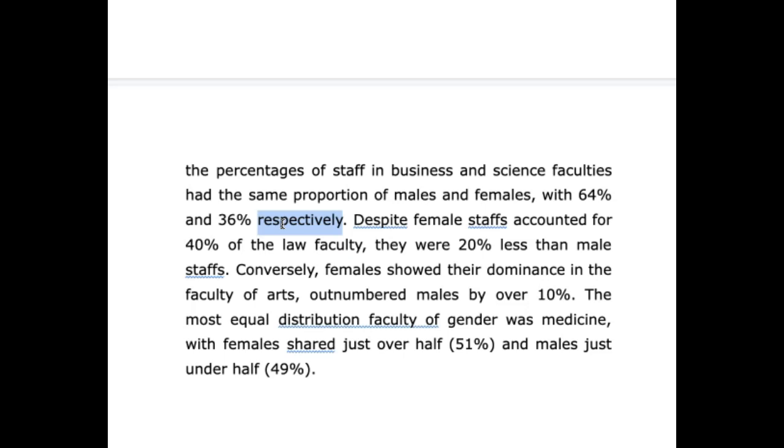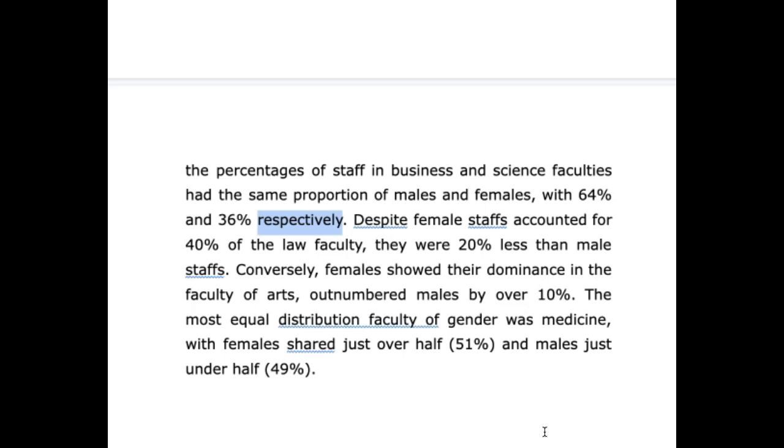Despite female staff accounting for 40% of the law faculty, they were 20% less. Okay, they were 20% less than male staff. Just to emphasize the despite, they were still 20% less than male students, for example. Conversely, females showed their dominance in the faculty of arts and outnumbered males by over 10%.